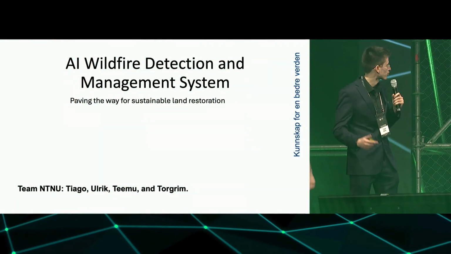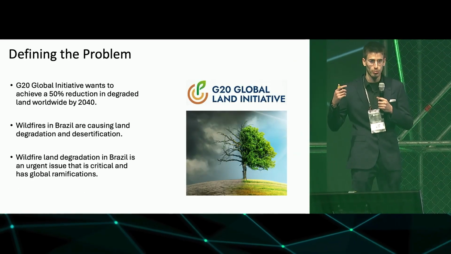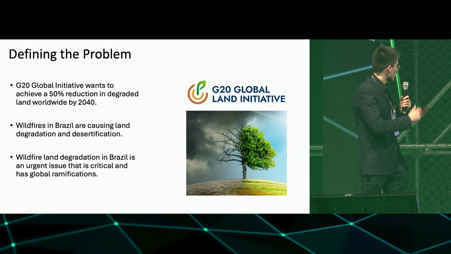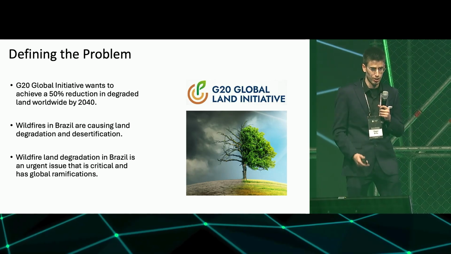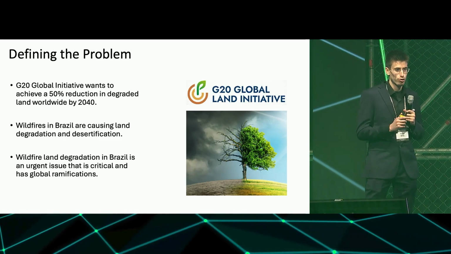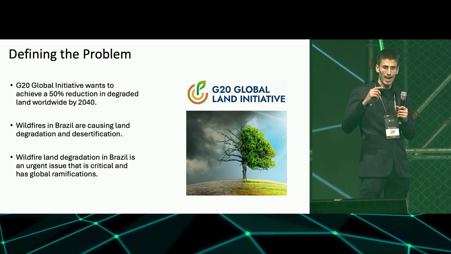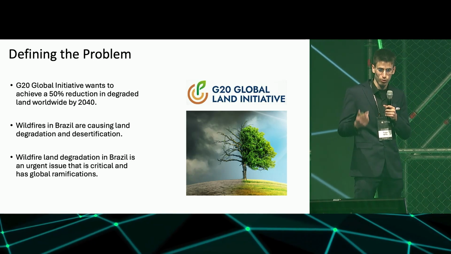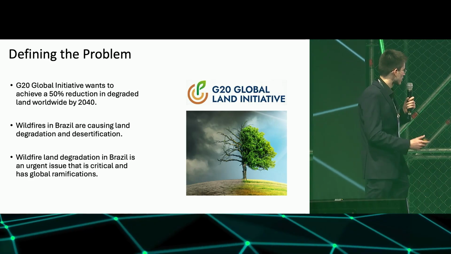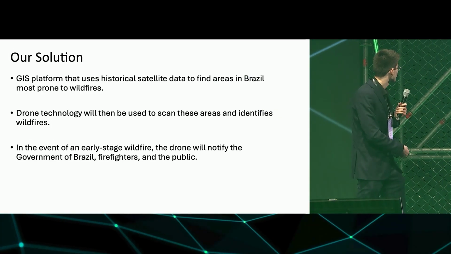AI wildfire detection and management system. So what's the problem that we have at the moment? The problem we have at the moment is land degradation and desertification worldwide. Issues that cause a reduction in biodiversity and the rate of replenishment of natural resources. Specifically, the wildfires in Brazil are causing this.